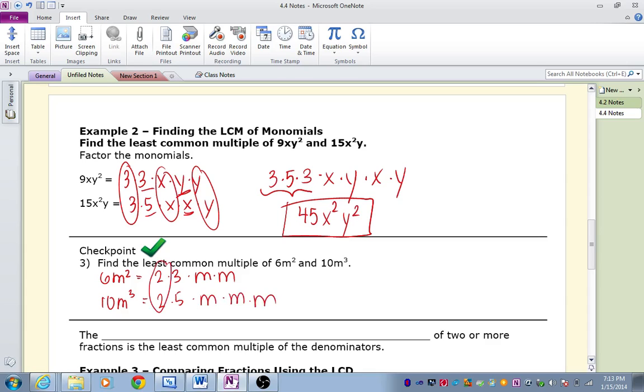Well, we have a common 2. Write it down. I have 2 common m's. I have an extra 3, an extra 5, and an extra m. So here, 3 times 5 is 15. 15 times 2 is 30. And then m times m times m is m cubed.